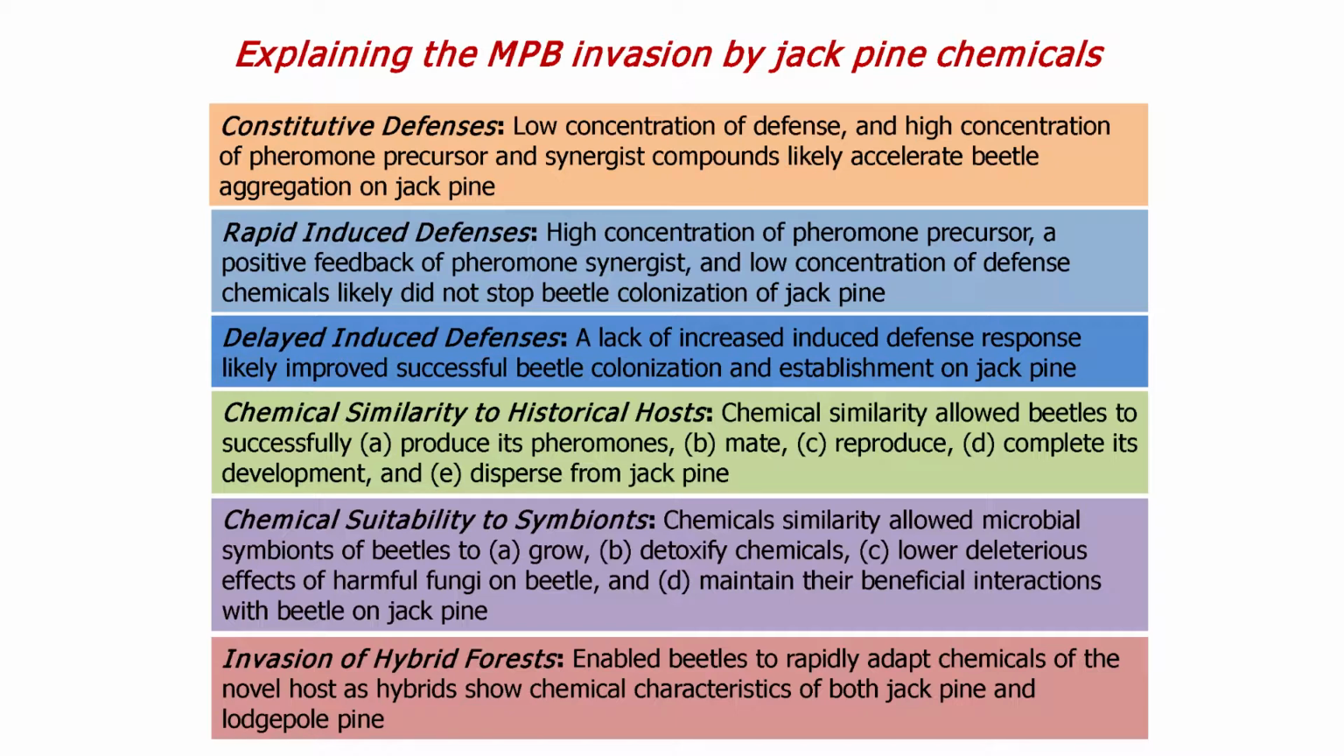What we found is that jack pine seems to be really suitable. They don't have much constitutive response. They don't have much rapid and localized induced response. They don't have much induced response. Plus, they have good chemicals that insects benefit from. The fourth one is chemical similarity between jack pine and lodgepole pine, which apparently allows the beetles to produce pheromones, mate, reproduce, complete their development, and disperse from jack pine.